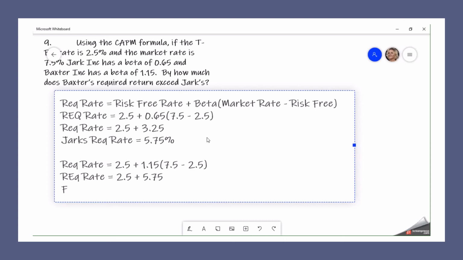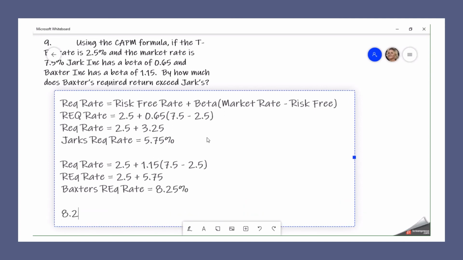So then Baxter's is going to be the 2.5 plus the 5.75. So that's 8.25%. And then if we just subtract those, it's a 2.5% difference. That's actually what it's asking for. How much does it exceed JARC's? And it exceeds it by the 2.5.